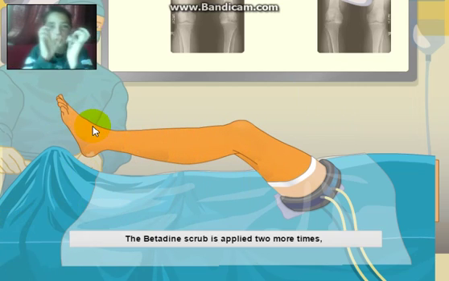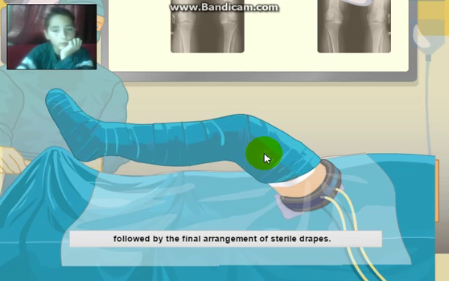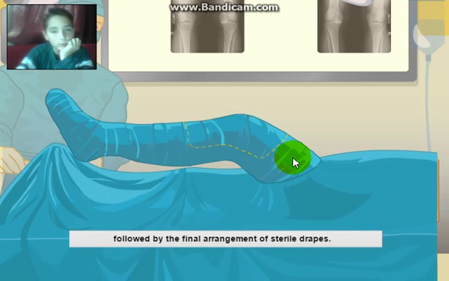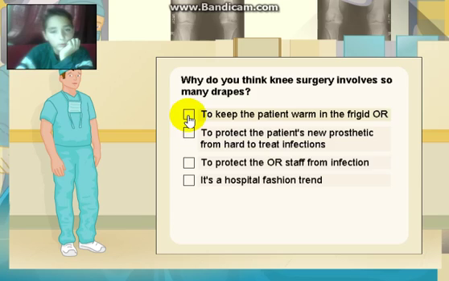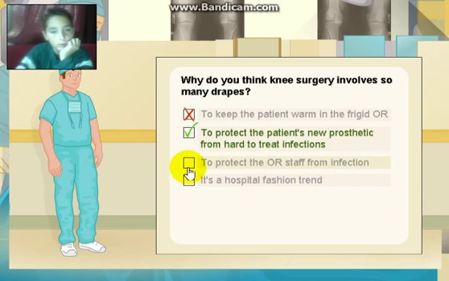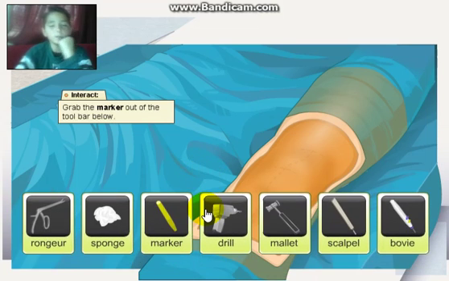Betadine scrub is applied 2 more times, followed by the final arrangement of sterile drapes. Why do you think knee surgery involves so many drapes? Use the sterile marker to draw the location for our incision. And don't forget to mark the perpendicular lines too. Typically, the incision line is 6 to 7 inches long.